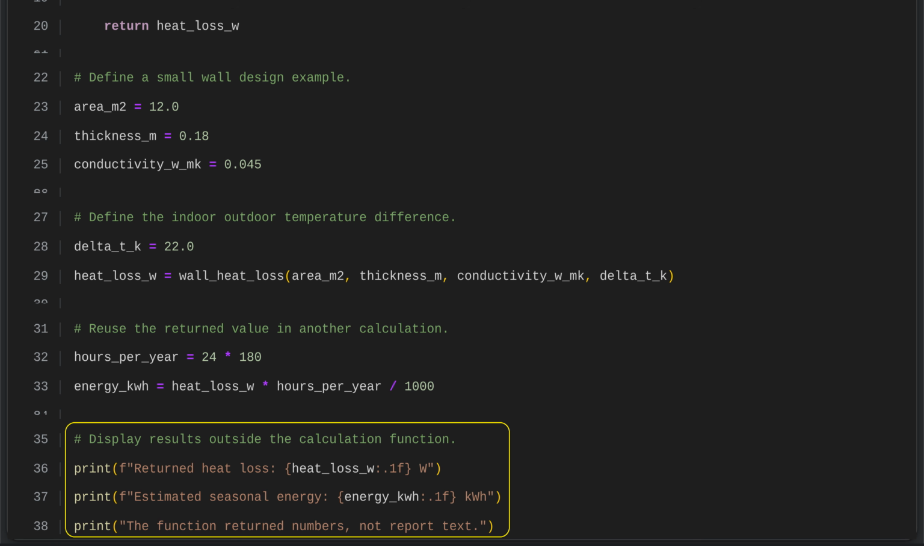The output displays the calculated heat loss in watts and the estimated seasonal energy use in kilowatt-hours, both rounded to one decimal place for readability. It also clarifies that the function returns raw numerical results, leaving any formatted reporting to be handled separately.